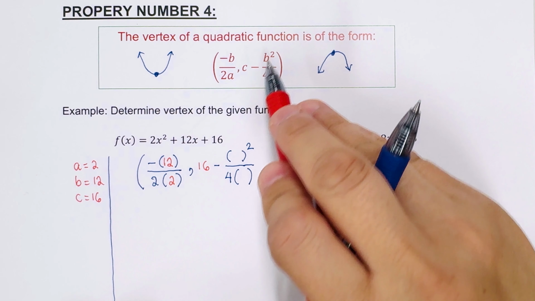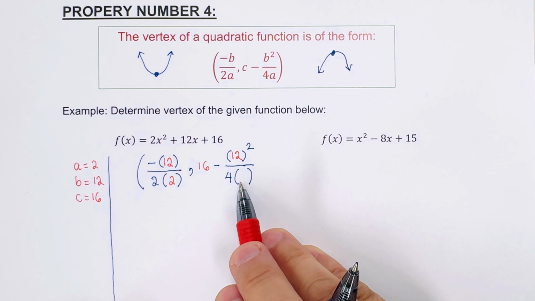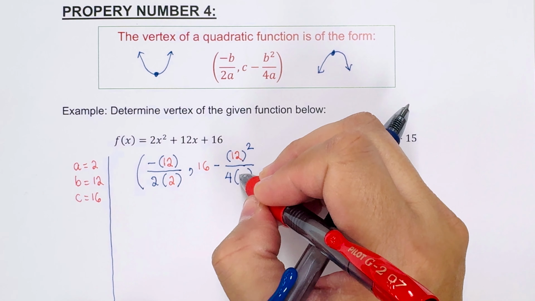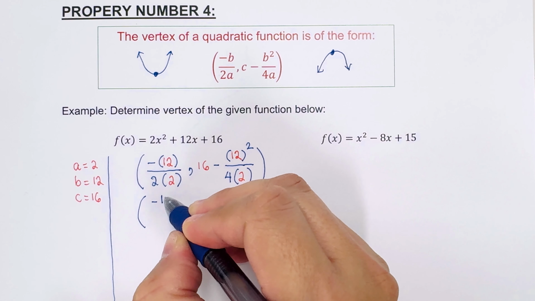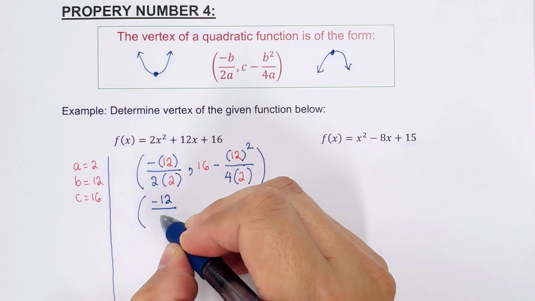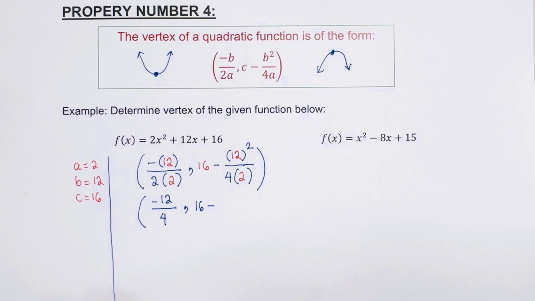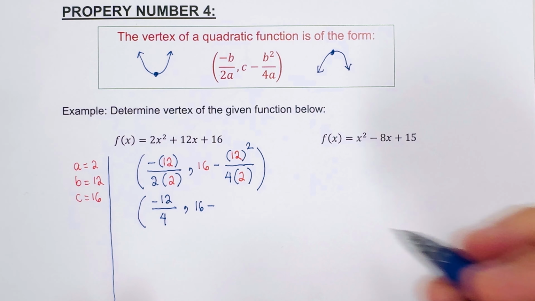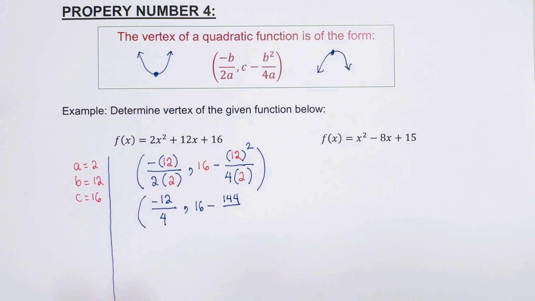So again, our b is 12, and then our a is 2. So this comes out: negative of 12 is negative 12, over 2 times 2, which is 4. And then we've got 16 minus 12 squared, which means 12 times 12. We can use a calculator for that. 12 times 12 is 144, over 4 times 2, which is 8.